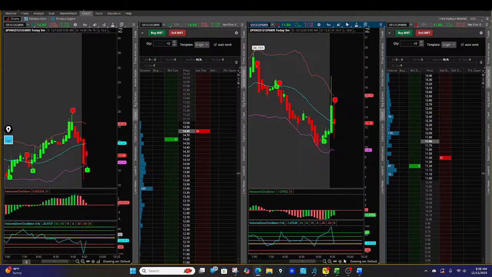Okay, I keep getting the buy signal, but with a red candle. I want to see a buy signal with a green candle.